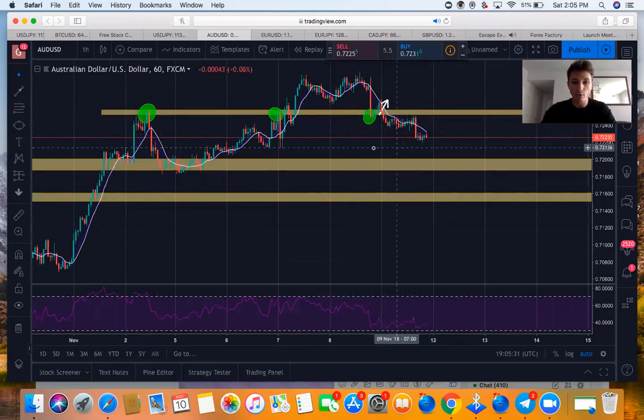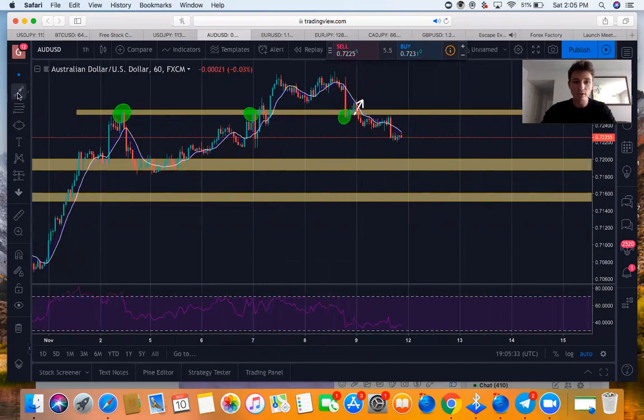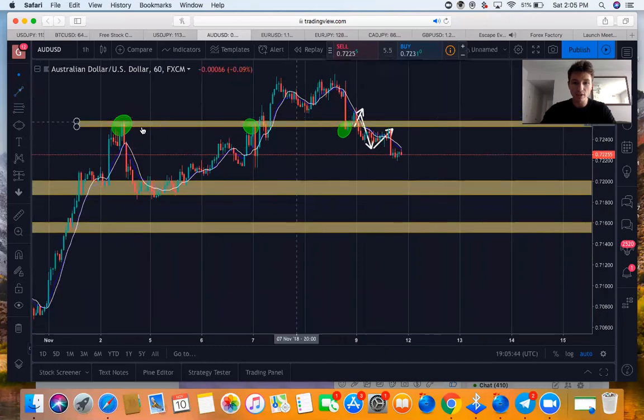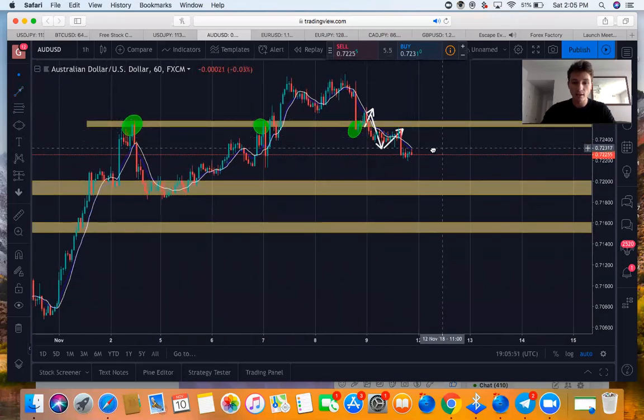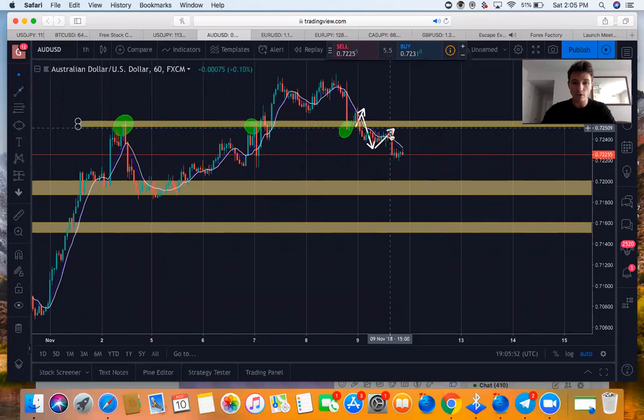So what I'm looking for here is simple. I'm looking for it to break this zone as it did and come back up to retest. This was initially a ceiling, then it was a floor. Now I'm looking for it to create that ceiling again. Right now it actually did bounce off. We could have caught this sell. You guys notice how all these circles are lining up, because this is the zone here. We could have caught this sell.